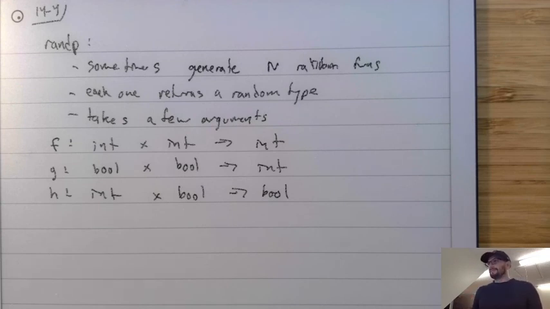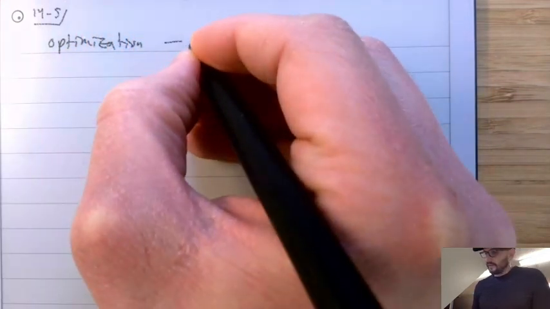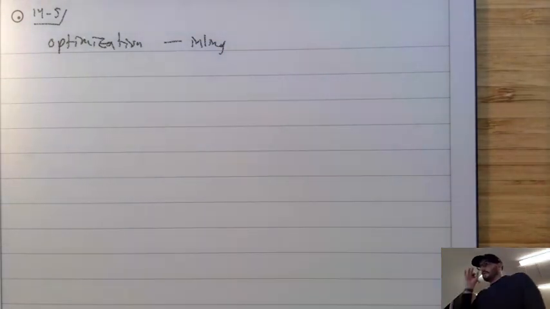Okay, the next thing that we want to do is talk about how to do optimization. Obviously, optimization of functions is really important. The main optimization that we want to do is inlining. So here's the way to think about it.